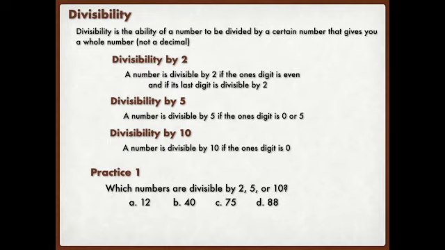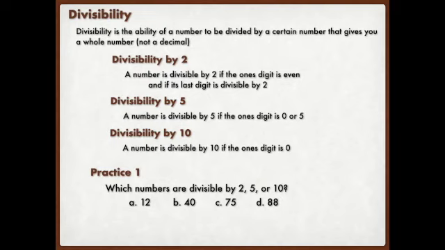Let's try, can 5 go into these? So we found that 2 can go into A, B, and D. Let's see what 5 can go into. Remember, the number can only be divisible by 5 if the ones place is 0 or 5. A is 12, not a 0 or 5, so 12 is not divisible by 5. Let's try B, 40. The ones place is a 0, so it is divisible by 5.